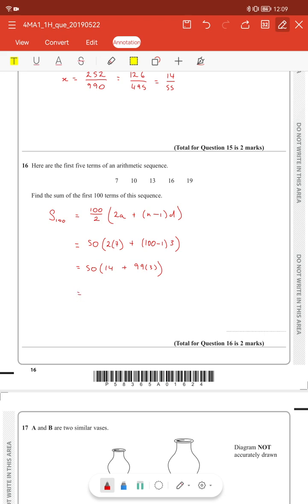So if we work out using BIDMAS, the first one we get 99 times 3 plus 14, times 50, which would be 15,550. Okay, always remember that you are given this formula.